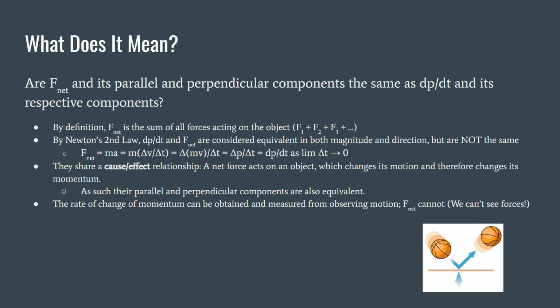If a net force is going to the right, then we also know that the change of momentum is going to be pointed in that direction and of the same magnitude. The magnitude of the cause is equal to the magnitude of the effect. The rate of change of momentum can be directly obtained and measured from observed motion, which we did in the model. However, the net force cannot, because we cannot see forces. So instead, it is derived from the rate of change of momentum.